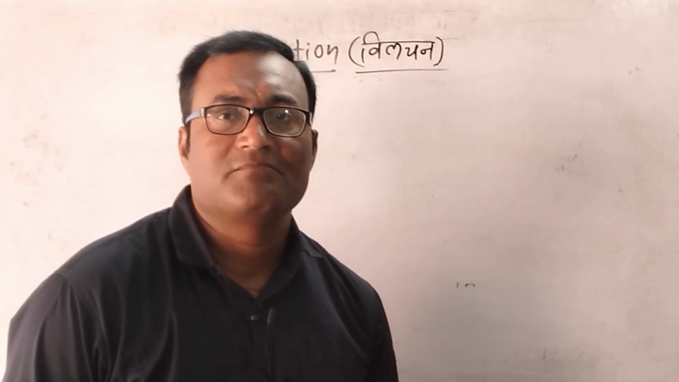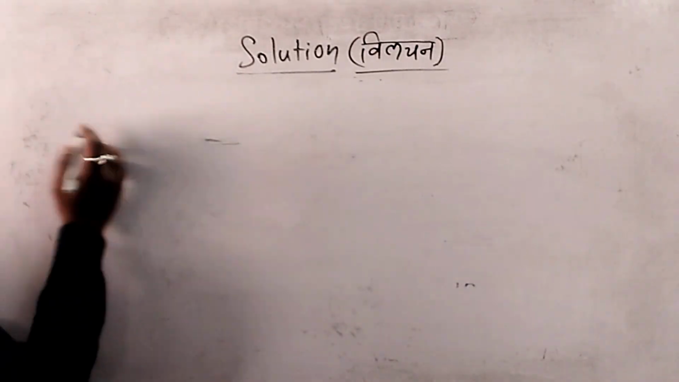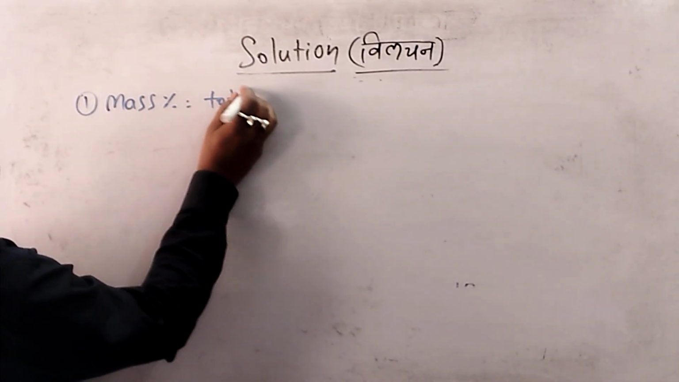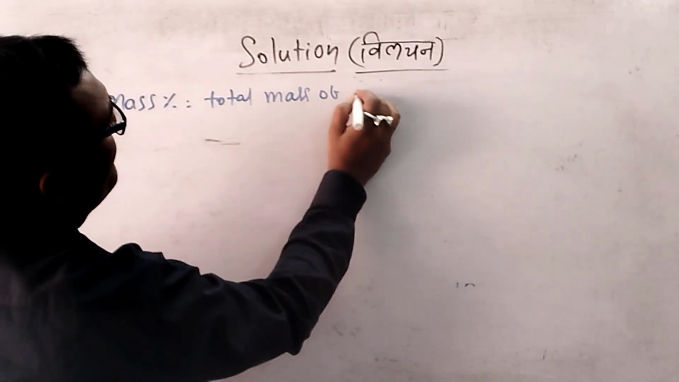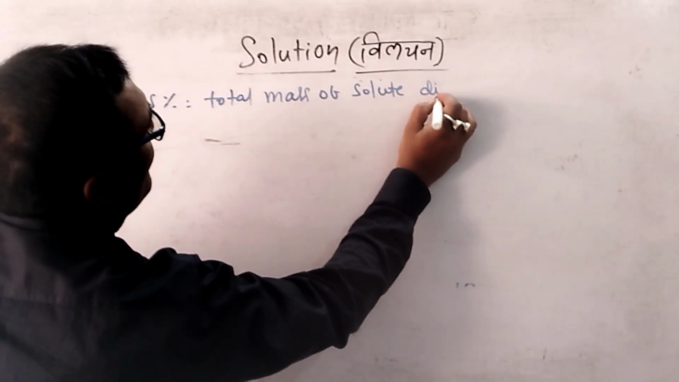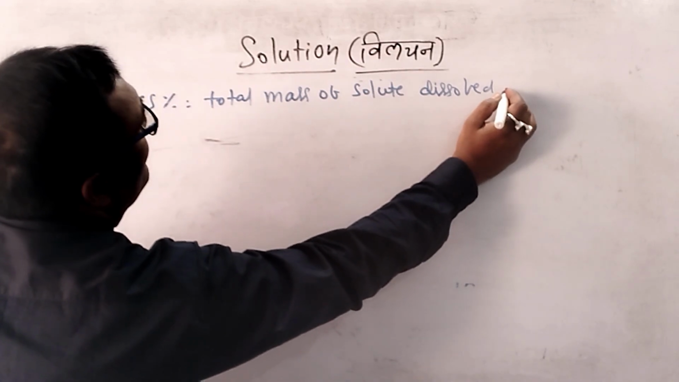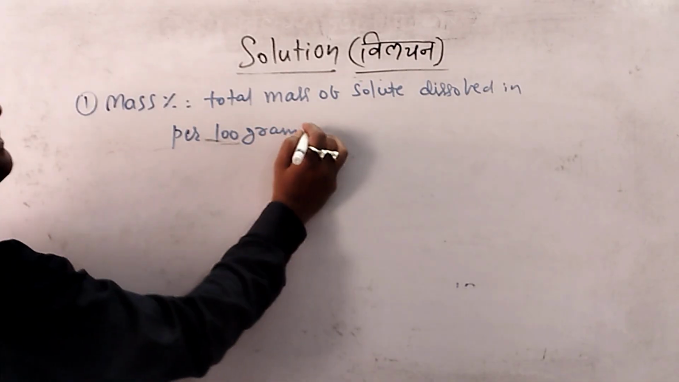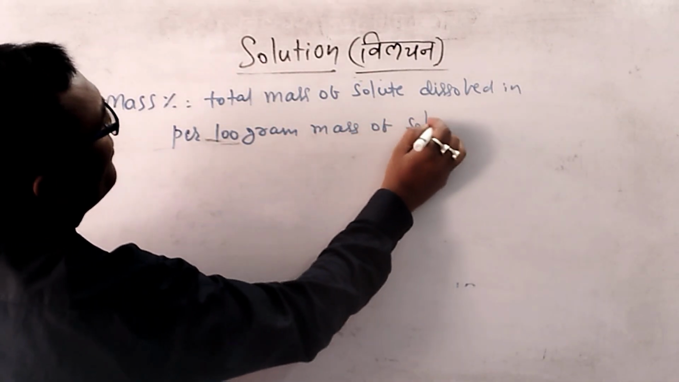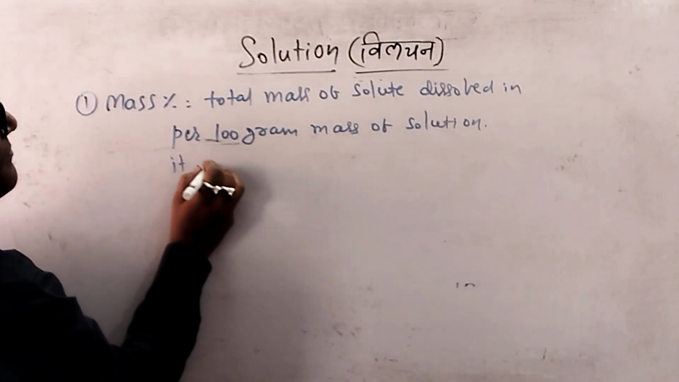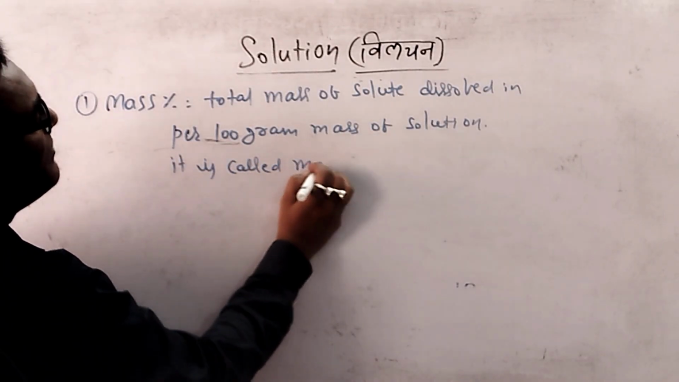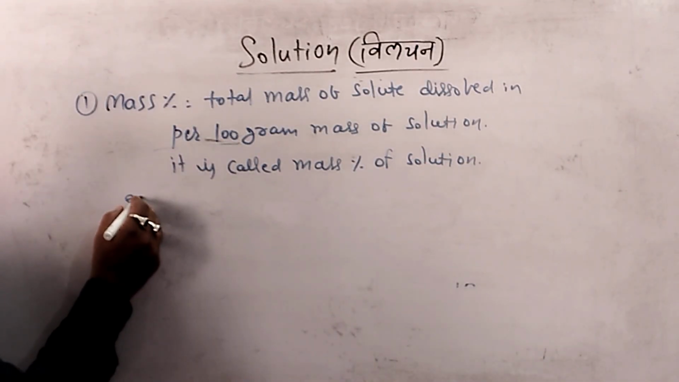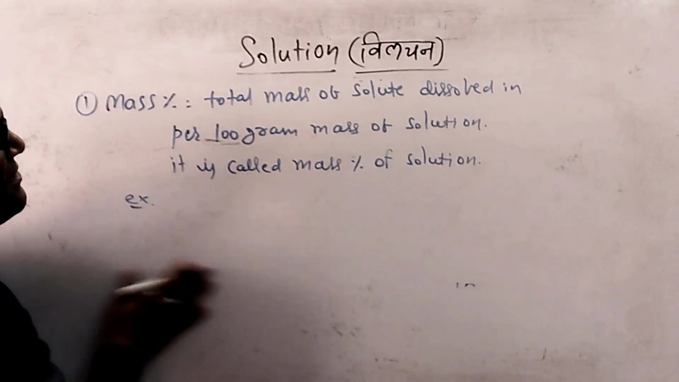Now the first unit of concentration is mass percentage. So what is mass percentage? Total mass of solute dissolved per 100 gram mass of solution is called mass percentage of solution. Now, from the formula, an example we can write here.